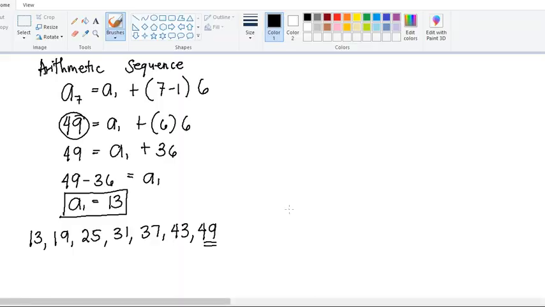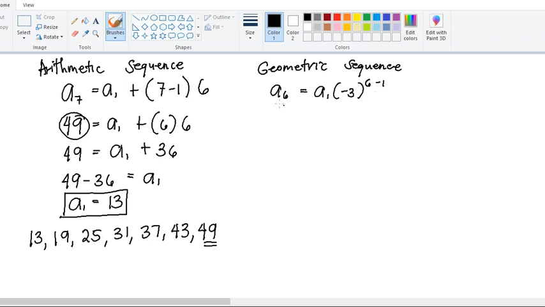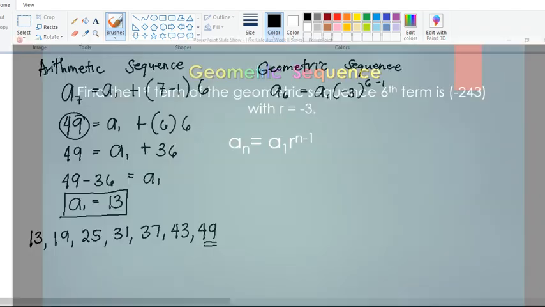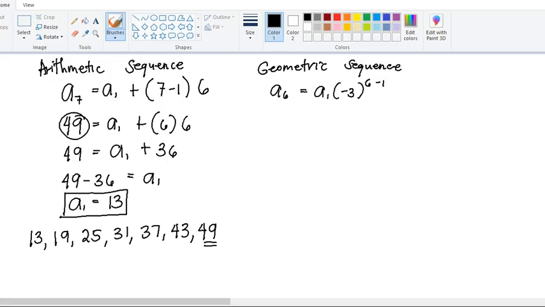So let us rewrite the given. So this is for geometric sequence. Our given is the sixth term, so that is a sub 6, and our first term is missing. What is the given common ratio? That is equal to negative 3, and then raised to the power of n minus 1. So that is 6 minus 1. So class, again, given po si a sub 6 or our sixth term, which is negative 243.